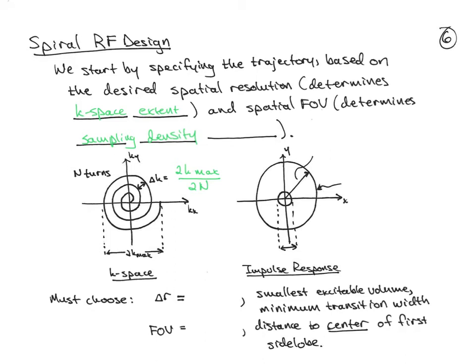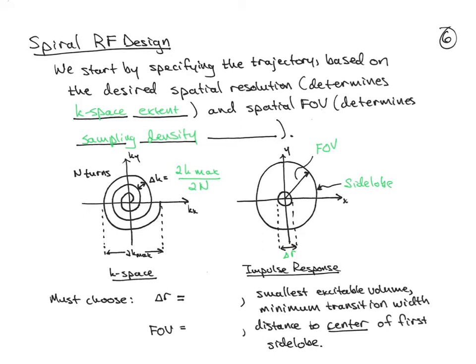This guy has a point spread function in the imaging domain that is going to have a central delta-shaped function, and then it's going to have its first side lobe some distance away from that. And the distance from the middle of the delta function to the first side lobe is the field of view. And here's the side lobe. And the width basically of that delta function here is delta r. It determines the smallest feature that we can possibly generate.